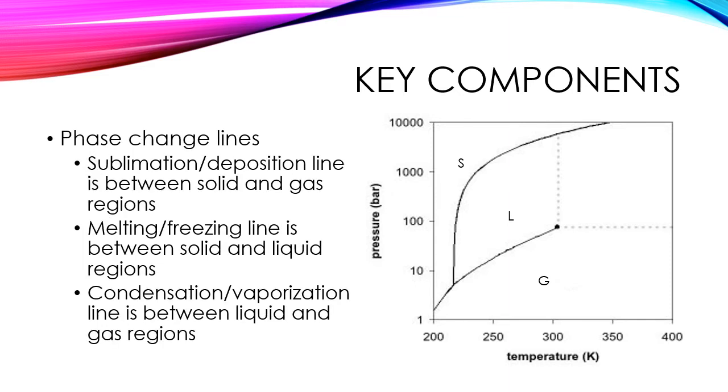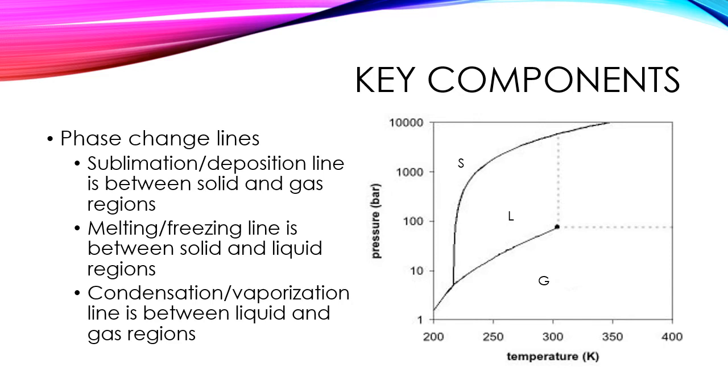The lines then represent where phase changes will occur. You'll notice there are three lines here that all meet at a point that we'll talk about in a little bit. The sublimation deposition line is the line that goes between the solid and gas regions. It is near the bottom left on the graph shown on this page.